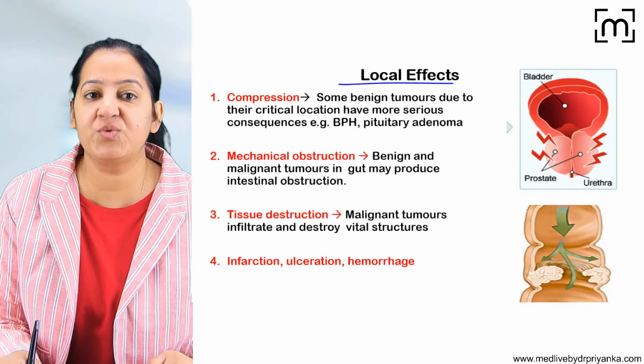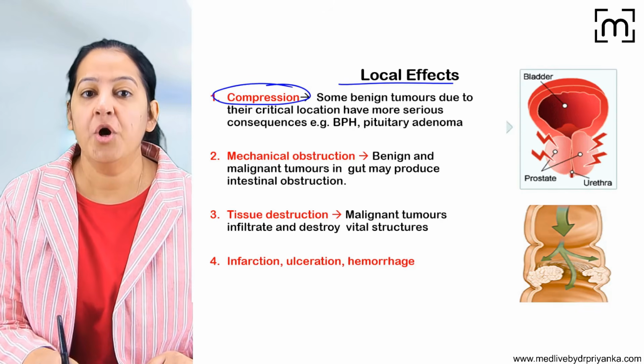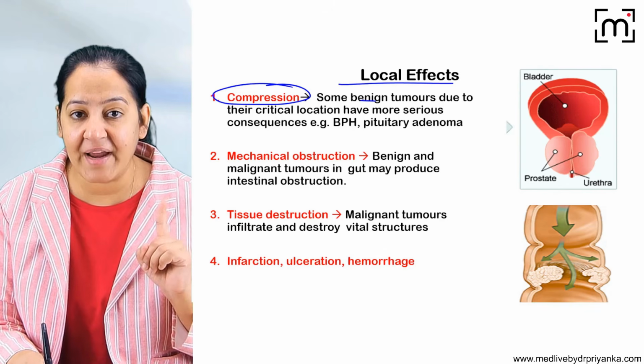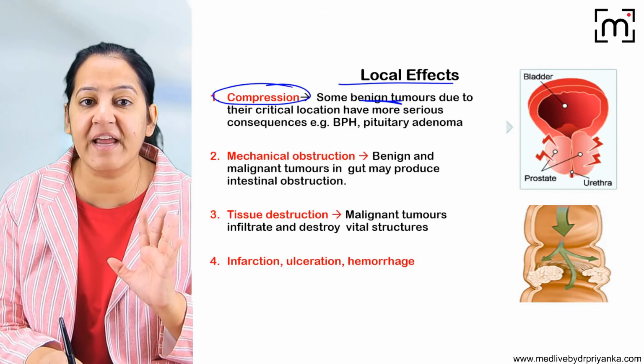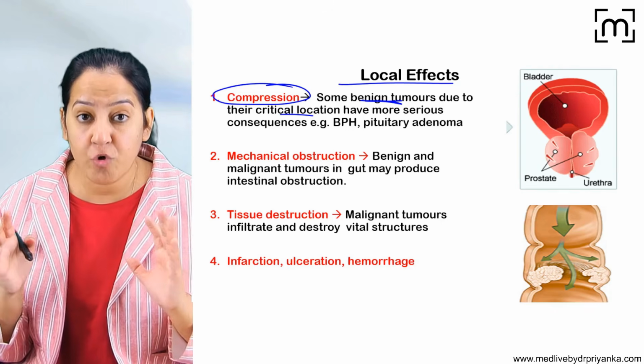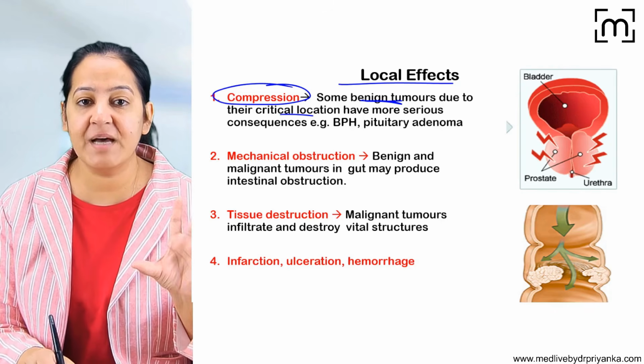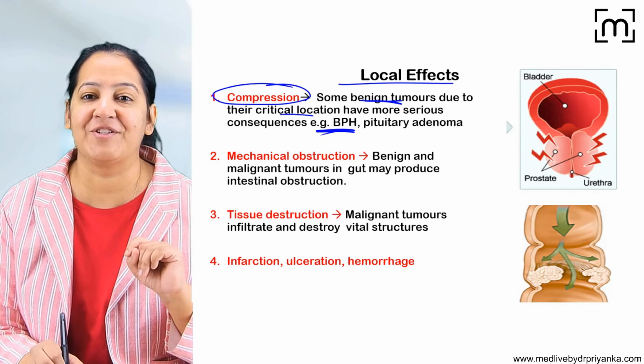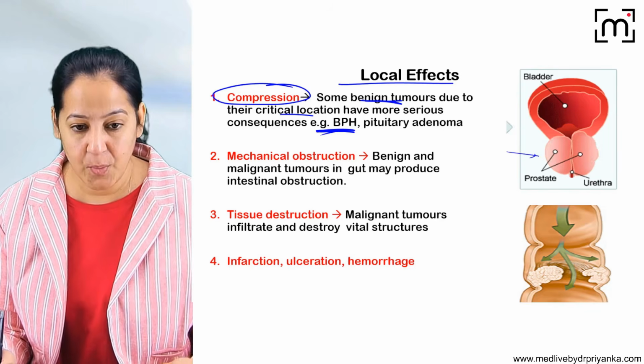So in local effects, the first is compression. What do you mean by compression? Some benign tumors are presenting at a critical location, and due to the compression, they produce symptoms. The symptoms are due to compression of certain structures. The best example I can quote here is benign prostatic hyperplasia, BPH. You can see it here. Do you know what BPH is?